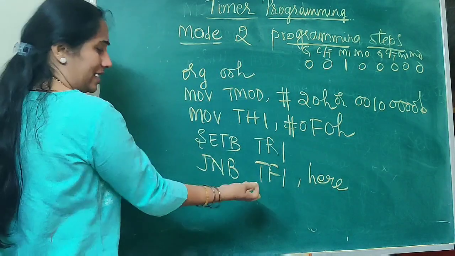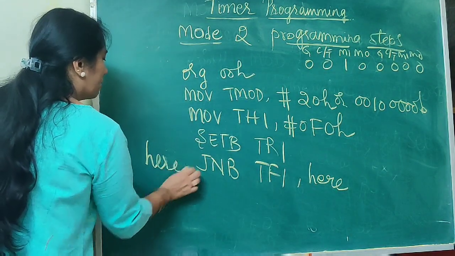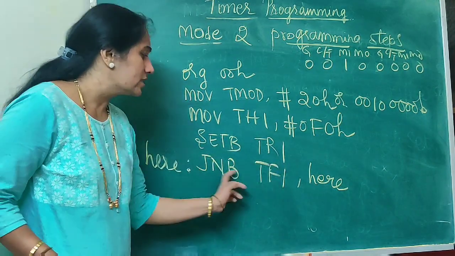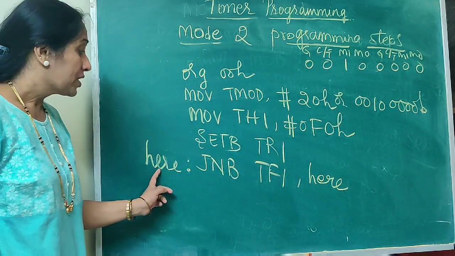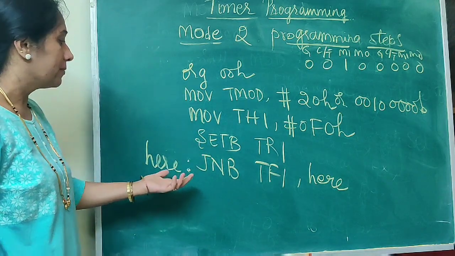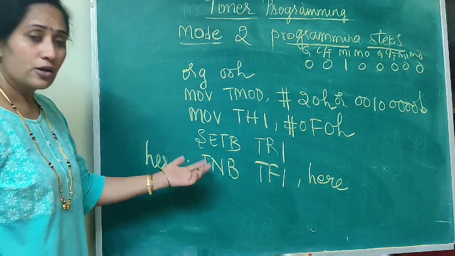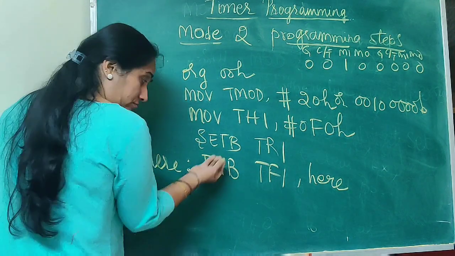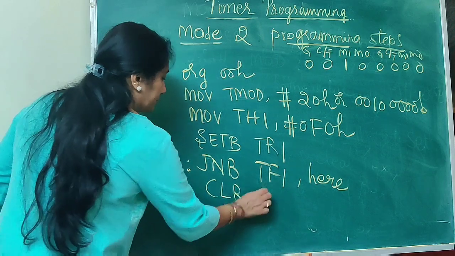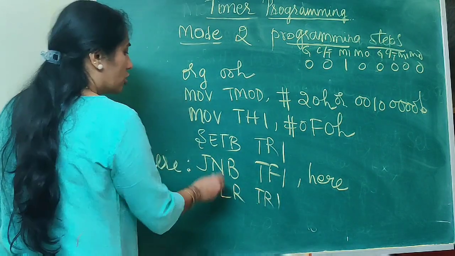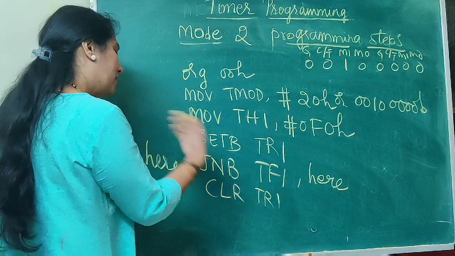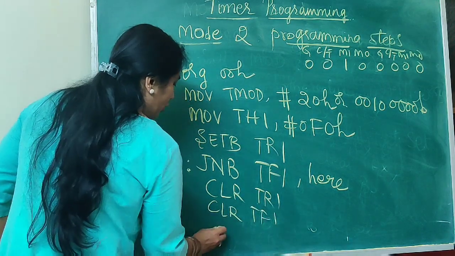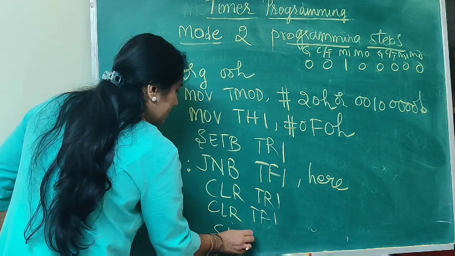If it is not set, it should keep watching the flag. If the condition is satisfied, then it is going to loop over here. If the condition is not satisfied, then it is going to come out of the loop. So stop the timer. That is optional. If you don't stop, then I come back here. Stopping over here, clear the timer flag and go back to repeat the step.